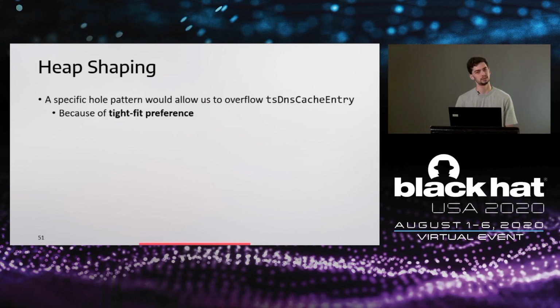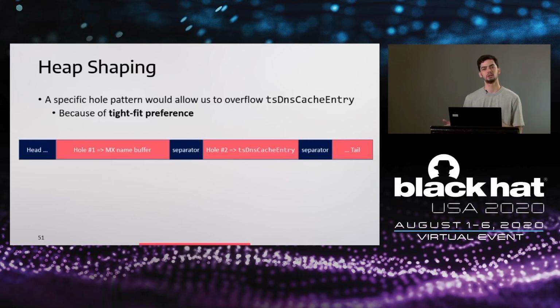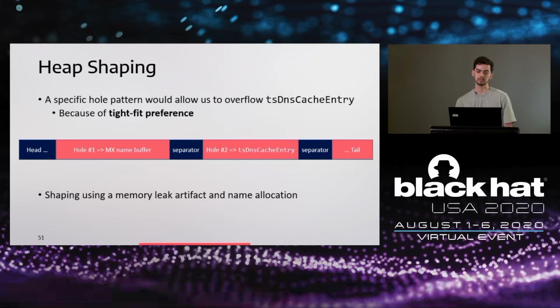Luckily, this heap is a bit sophisticated, and it supports tight fit preference, meaning that if you have a hole of a specific size, as shown in this diagram, it will prefer to take the tightest fit for the allocation size requested from all the 3 blocks. So if we create, for example, a hole pattern that has a hole the size of the DNS cache entry struct after a hole the size of the MX name buffer we're going to allocate, it can assist us in reaching the linear overflow target. However, we do need to separate these holes with some allocated separator to prevent 3-block coalescing. So we'll use the memory leak artifact Moshe talked about to create the separators, and simple DNS name allocation to create the names, as they are freed after DNS response parsing is finished, and we have 3 responses.